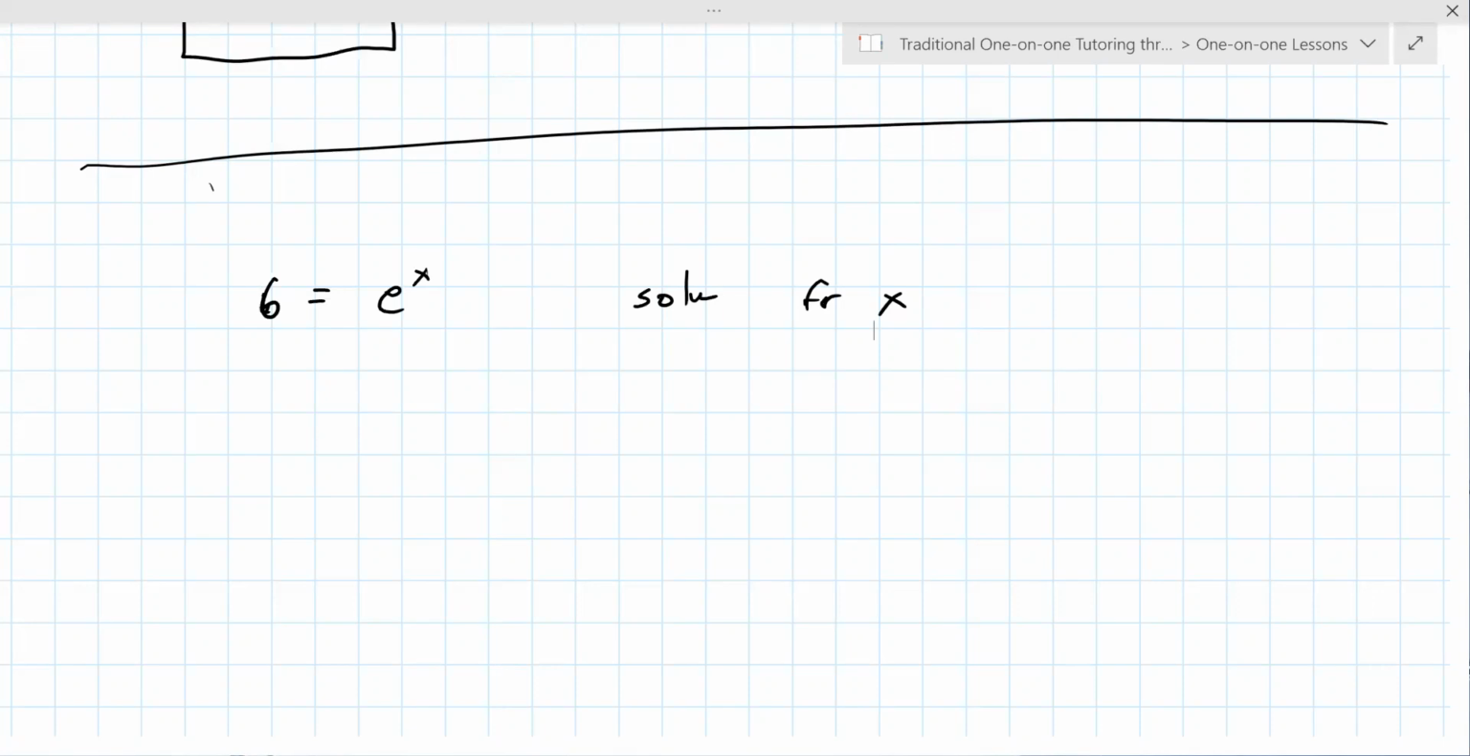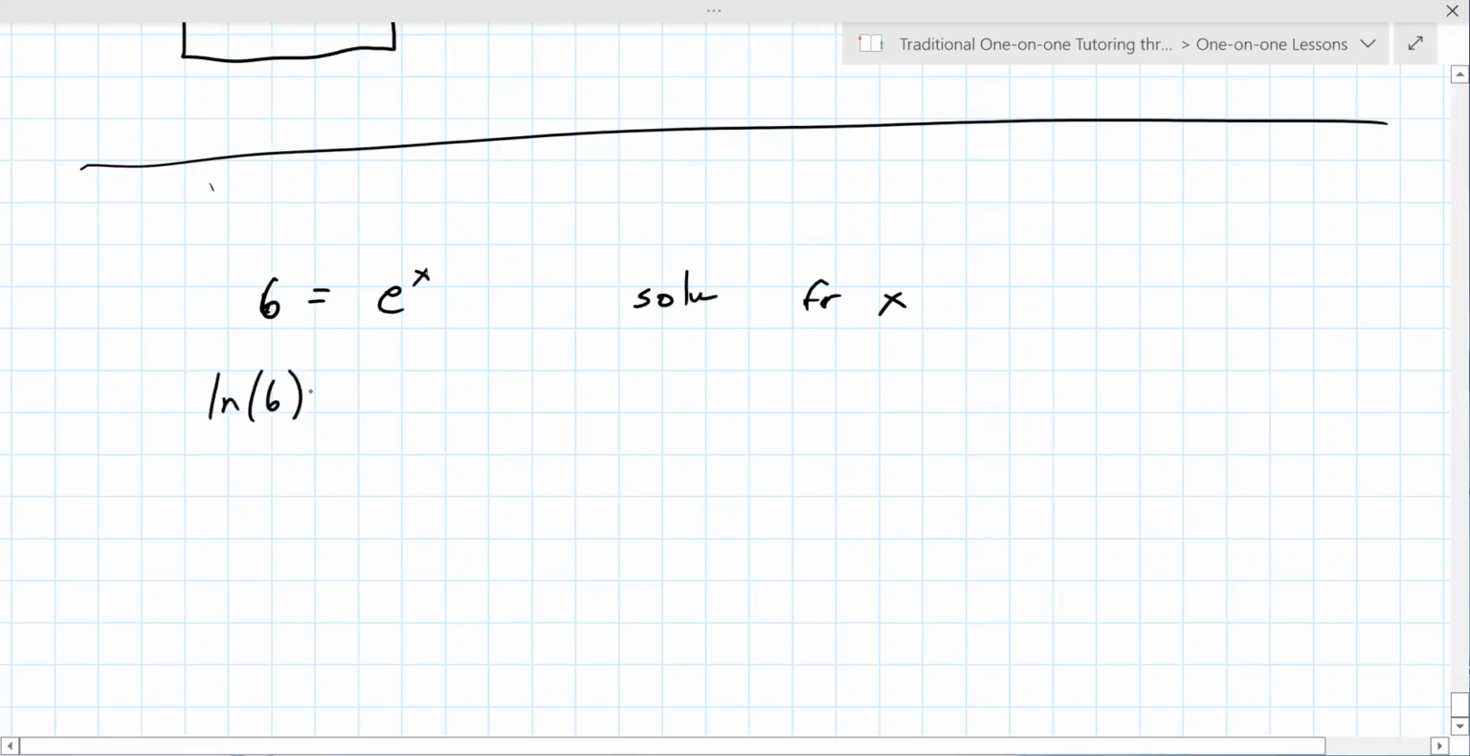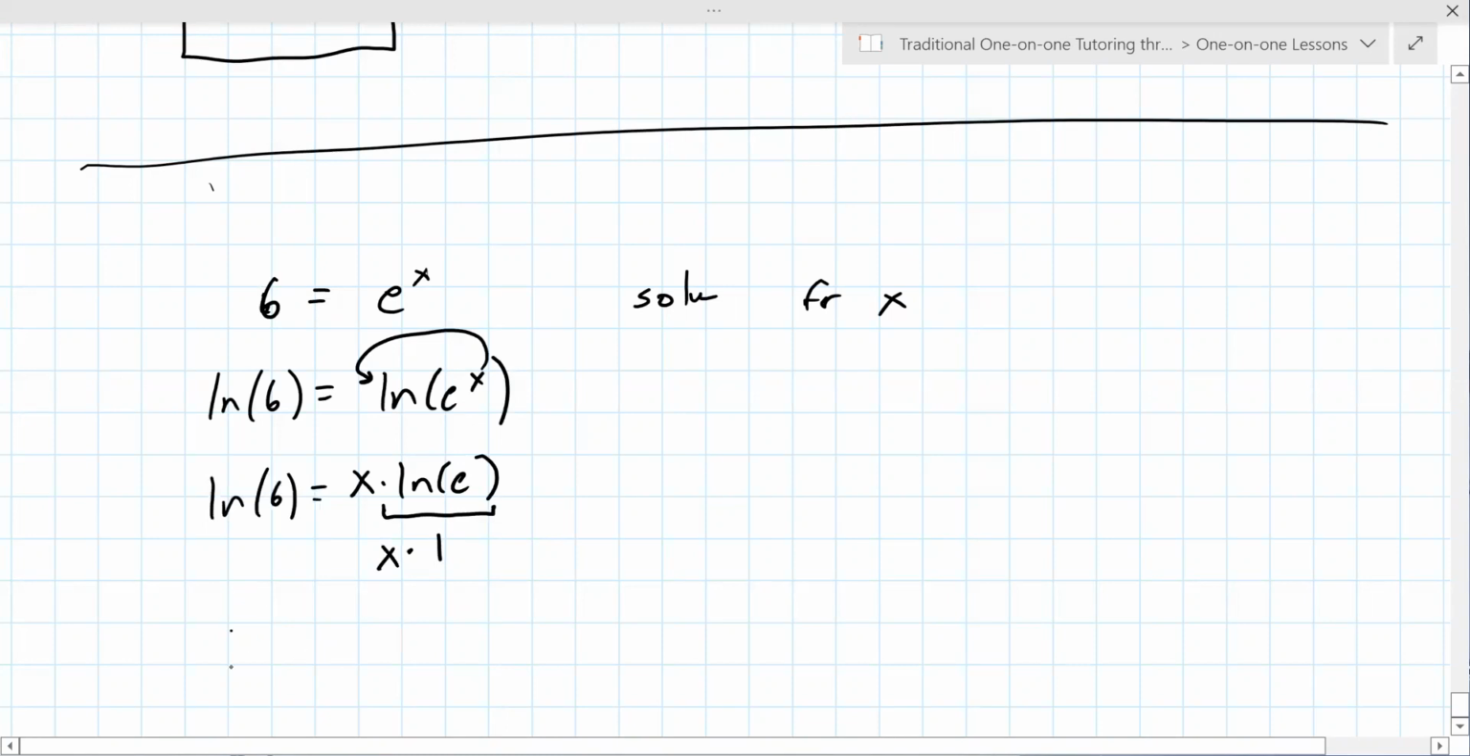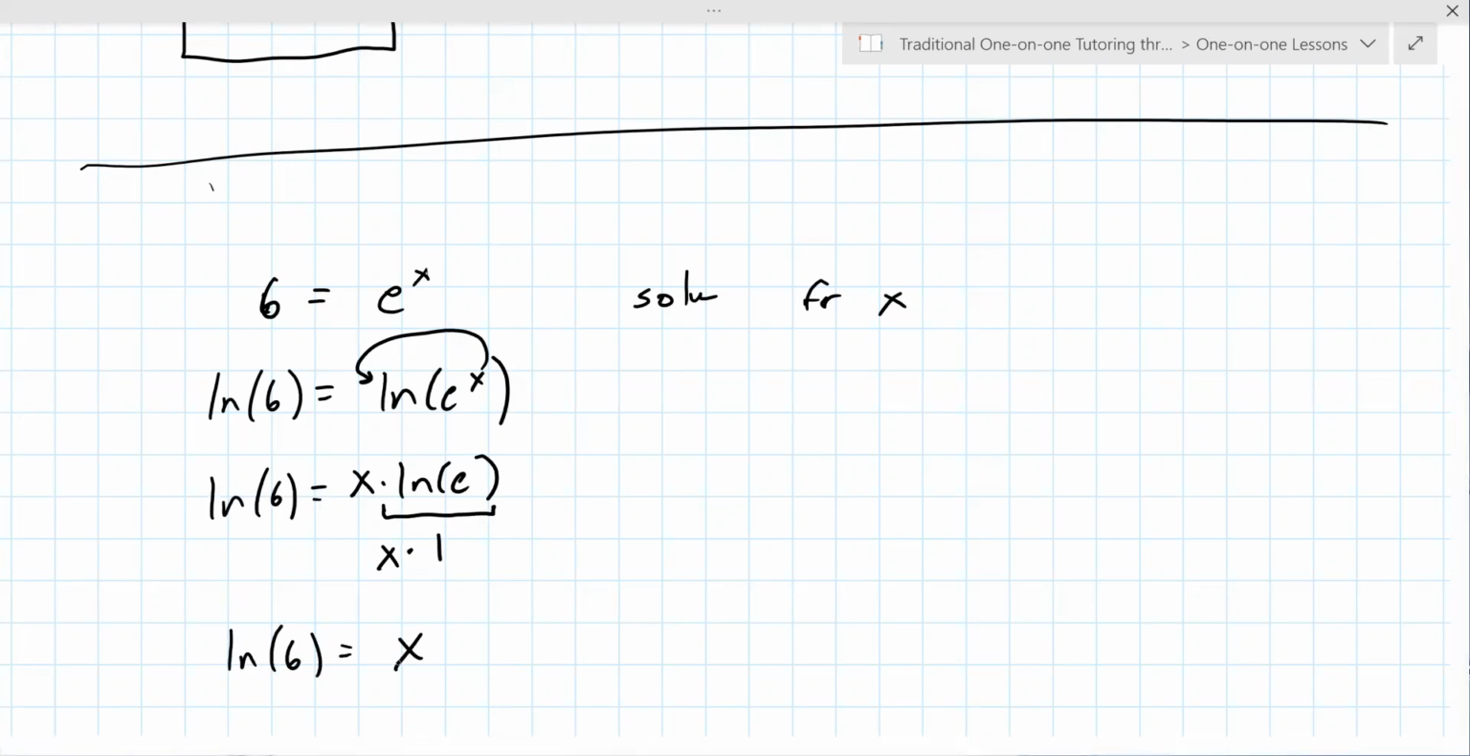So once you turn the e to the natural log, I'm hoping you wrote this. Is that possible? Yeah. The idea is that the right side becomes just the x, but the reason is because you actually bring the x out in front, and the natural log of e is 1. So the natural log of 6 is just x, or x is the natural log of 6. And that's just the final answer.